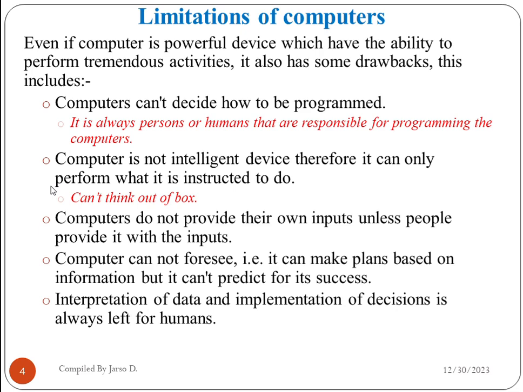And the other is that a computer does not provide its own inputs. Input is always inserted by humans. And the other is that a computer cannot foresee. That means it cannot predict, cannot guess what will happen in the future. The next one is that interpretation of data and implementation of decisions are always left for humans.